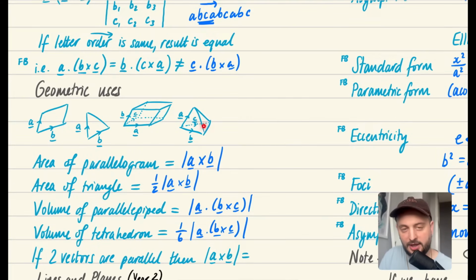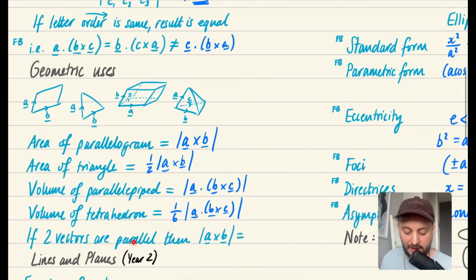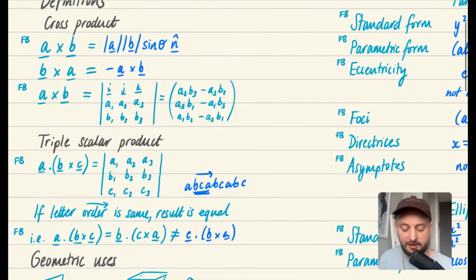A tetrahedron is a 3D shape where all of the sides are triangles. Careful, they have done some shapes before where they're not all triangles and you have to break it down in other kinds of ways. And then geometrically, if we have two vectors that are parallel, then A cross B is just equal to 0.